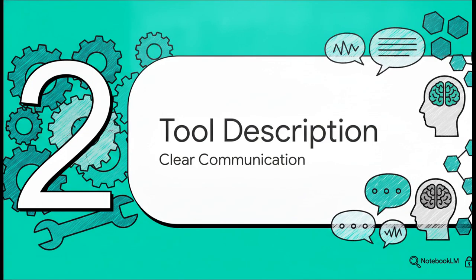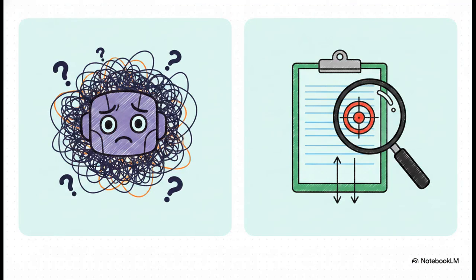Moving right along to number 2, tool description discipline. This is all about how you actually communicate a tool's purpose to the AI. Here's the thing you have to remember. Claude doesn't magically know how your internal systems work. It relies entirely on your words to know when to act. If you go with a weak approach and use a vague description, like fetch data, you're forcing Claude to guess. And when AI guesses, well, it might call the tool at the completely wrong time, or worse, ignore it entirely when it was desperately needed.